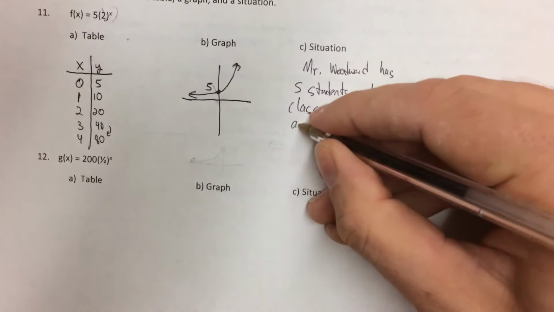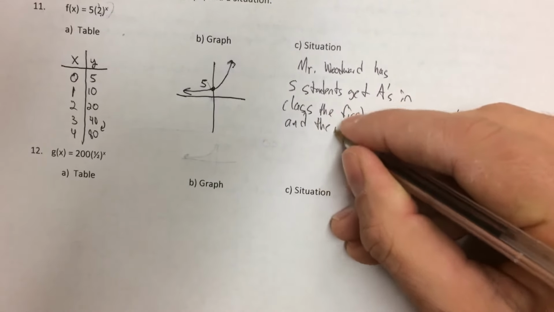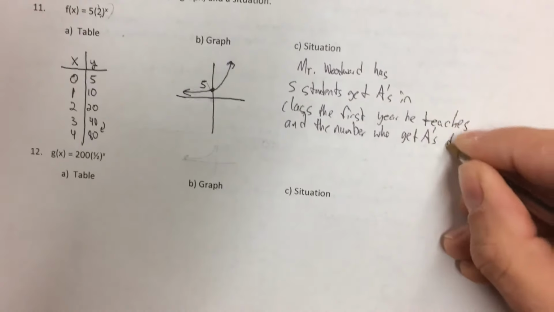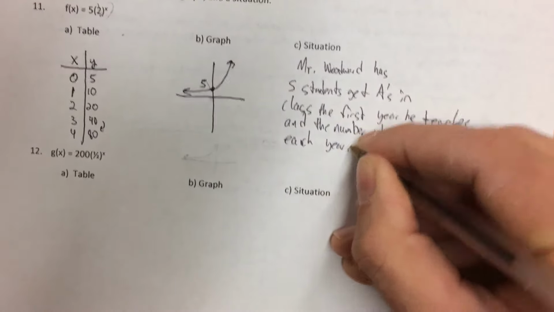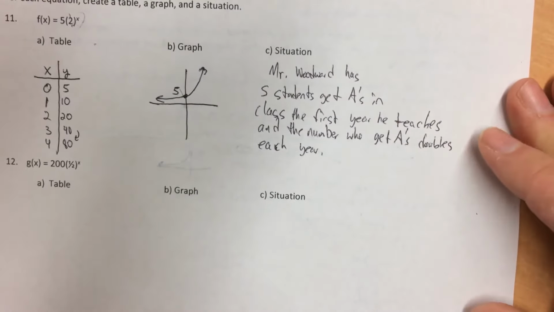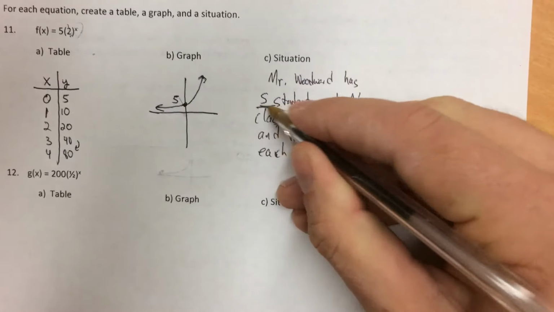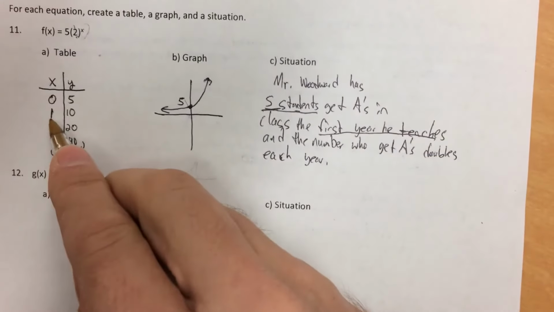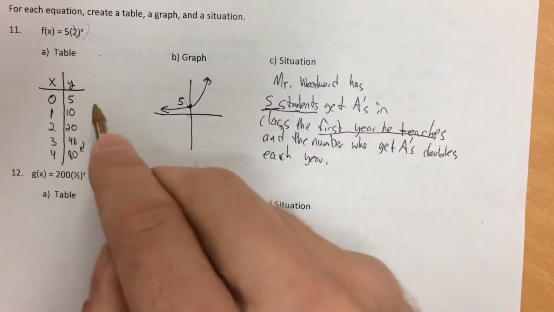Ooh, actually, this will not work. And I'll tell you why this doesn't work in just a second. We'll check it. And the number who get A's doubles each year. This does not work for this equation. It's very close, but it doesn't quite work. And the reason is it says there are 5 students the first year he teaches. So if x is the number of years, it would say after 1 year, the first year he teaches, there would be 5. And so it doesn't quite match this.